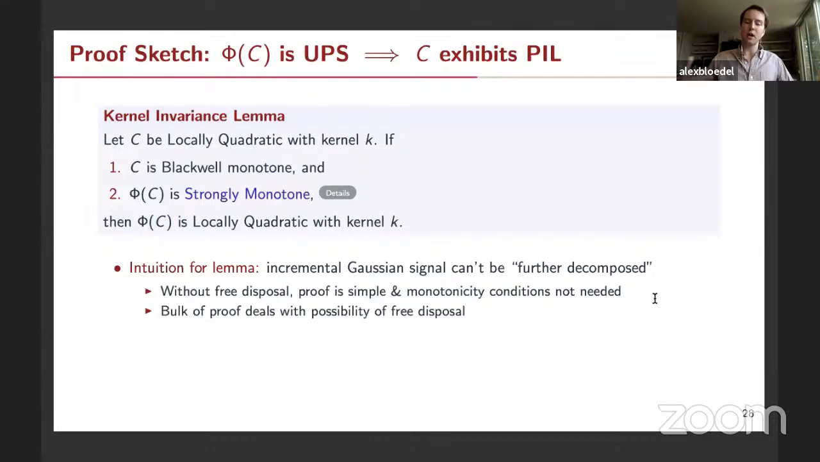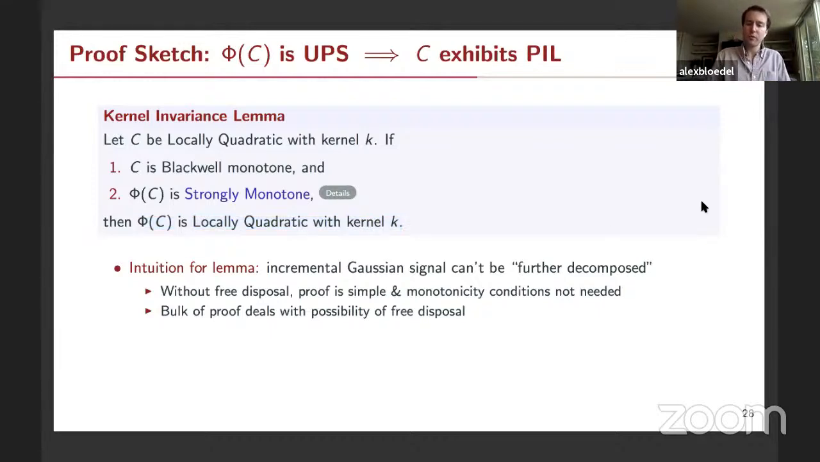More substantive is the opposite direction, which shows that preference for incremental learning of the direct cost is necessary for a UPS representation of the indirect cost. The key step to proving this is what we might call the kernel invariance lemma, which says that if you start with a direct cost that's locally quadratic and has kernel k, then under some technical monotonicity conditions, it must be the case that the indirect cost is also locally quadratic and has the same kernel.